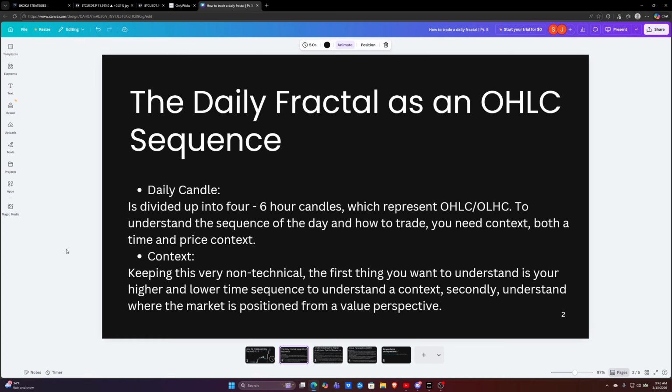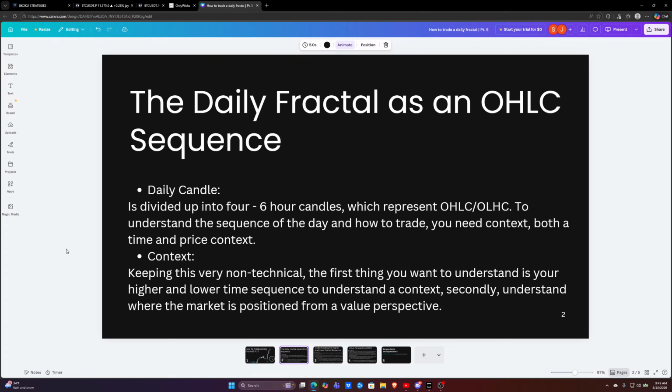Okay, now to understand the sequence of the day and how to trade it, you're going to need context, both a price context and a time context. Now, to keep this very non-technical, the first thing you want to understand is your higher and lower time sequence, right? And that's to understand the time context. Then we're going to be talking about how to understand where the market is positioned from a value perspective. And so that's going to give you your quote unquote price context.